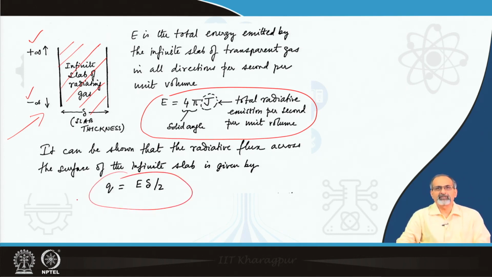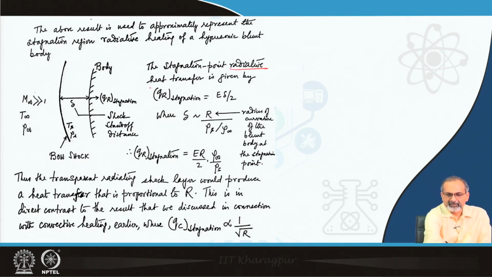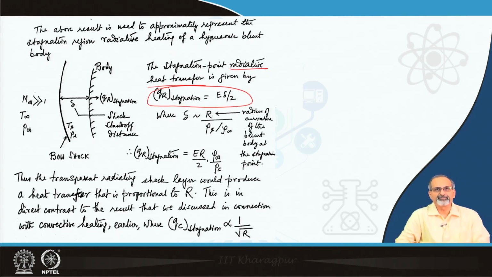This is a very important result for us, because we can consider the highly heated gas behind a strong shock formed in front of a blunt body in a hypersonic flow field to be like that of a radiating slab of air. So, the above result is used to approximately represent the stagnation region radiative heating of a hypersonic blunt body. The stagnation point radiative heat transfer is then given by this expression, which we just saw in the previous slide.